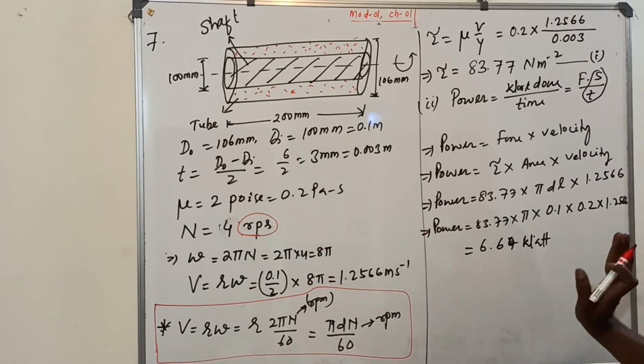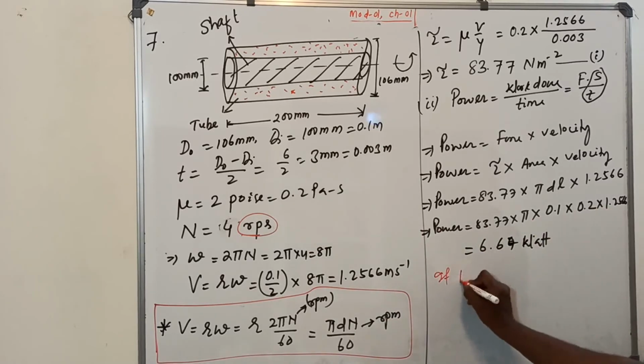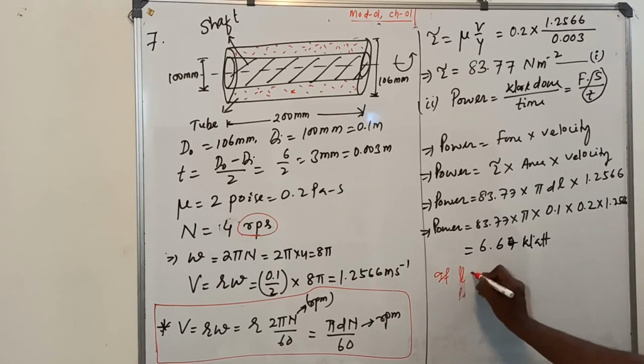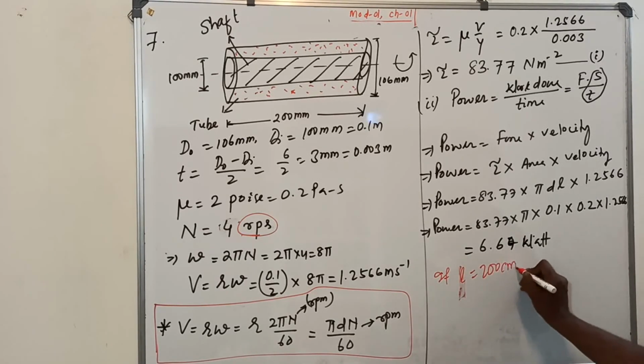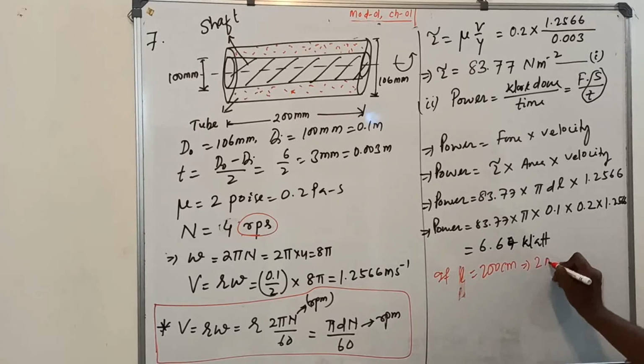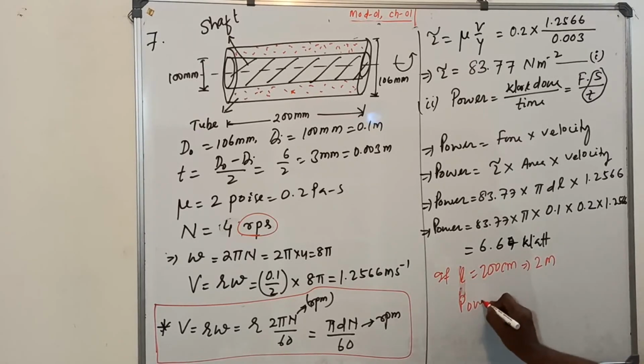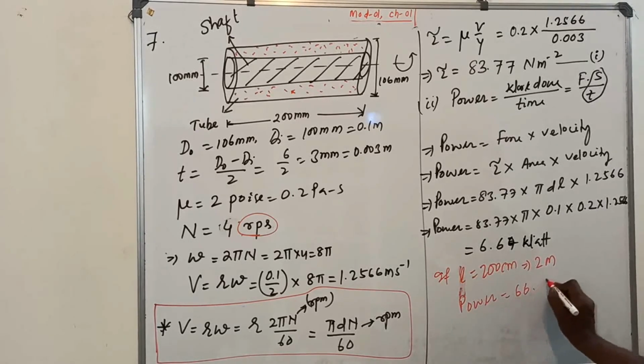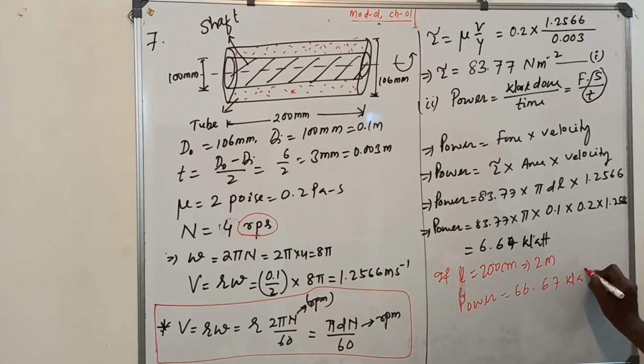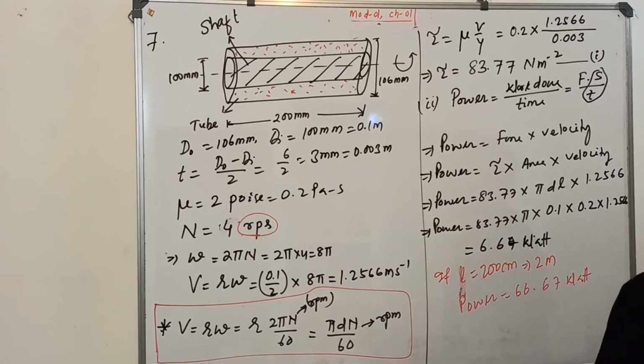Then the answer you will be getting, if the length you are taking is 200 centimeter, that is 2 meter, then power you will be getting 66.67 watt. But actually it is 200 mm. Take it as 200 mm. Everything is taken in terms of mm. Got it? Solved?